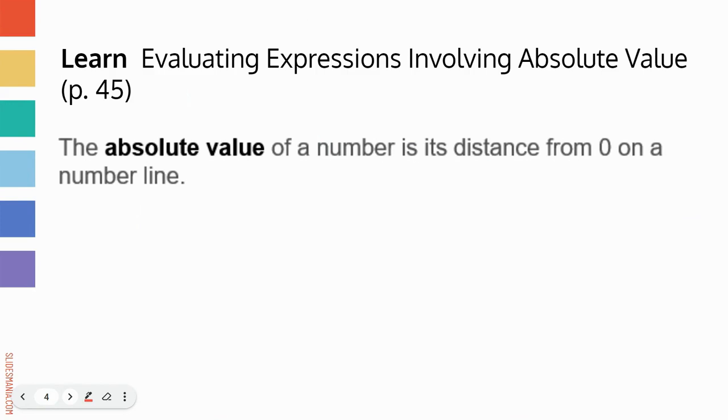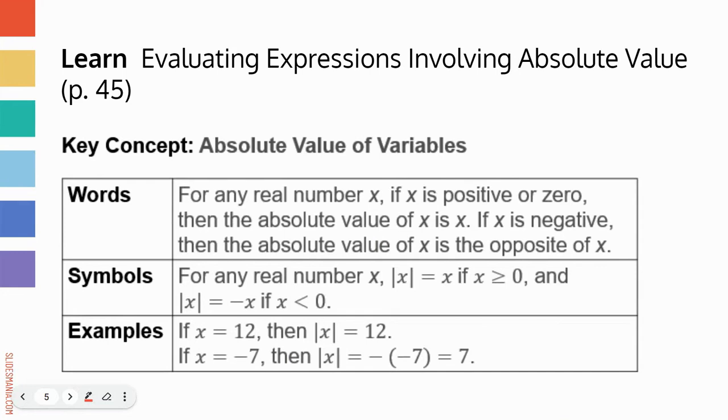Okay, so we have a definition. The absolute value of a number is its distance from zero on a number line. Here's the formal definition with examples. In words, for any real number x, if x is positive or 0, then the absolute value of x is x. If x is negative, then the absolute value of x is the opposite of x, which makes it positive x.